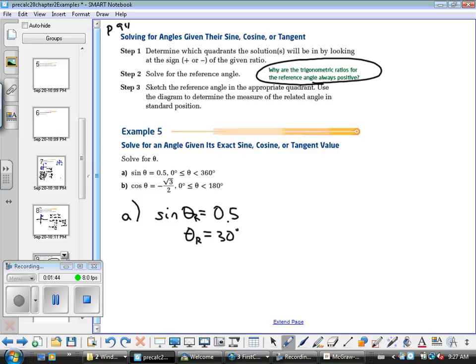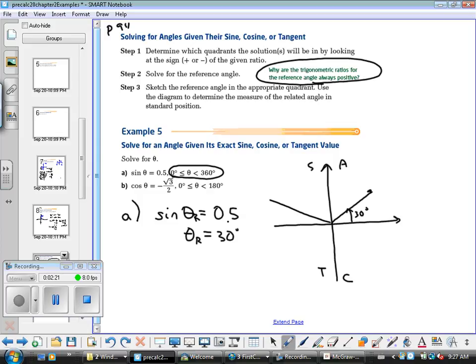Now, we have to sketch it. We've solved for the reference angle, and we need to sketch it in the appropriate quadrant, okay? Since we're looking at anything between 0 and 360, not including 360, but possibly including 0, we're looking in any of the 4 quadrants. And because we had a positive sine value to start with, we know that we're going to be looking for something in the first and the second quadrant. Those are our 2 answers here. So sketch that reference angle. That means I want to show a 30-degree angle from the x-axis, and since it can be on both sides, I need to draw 2.